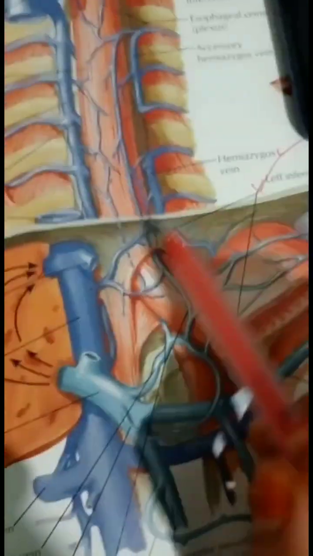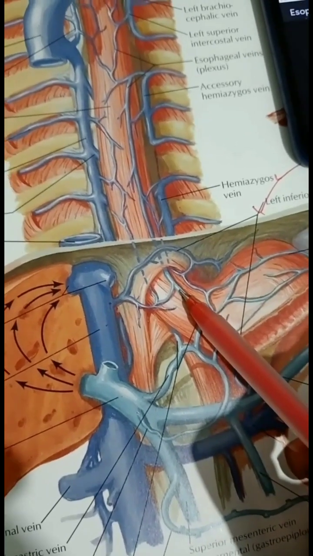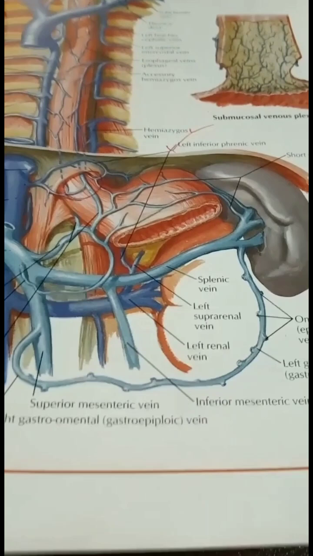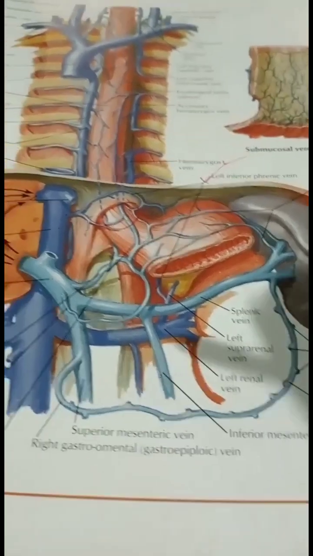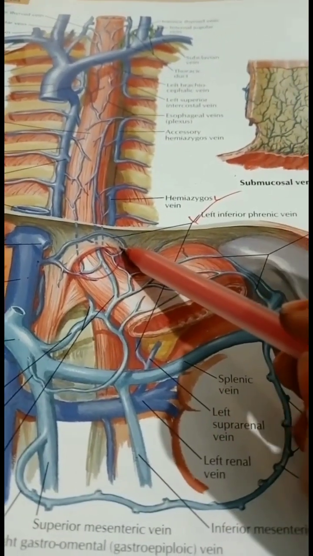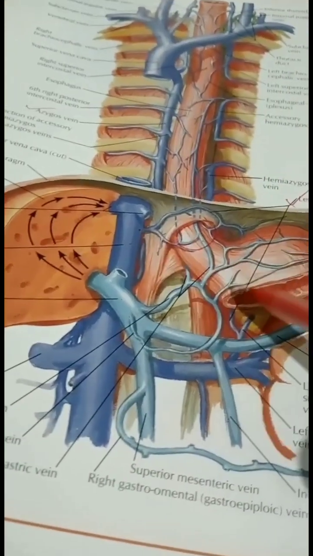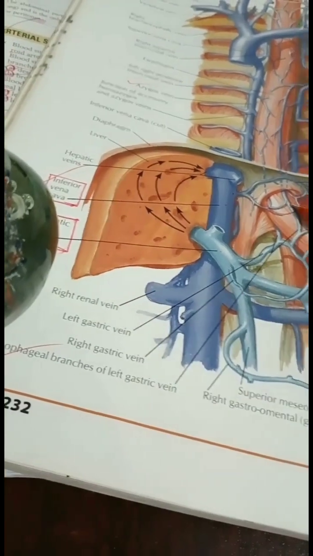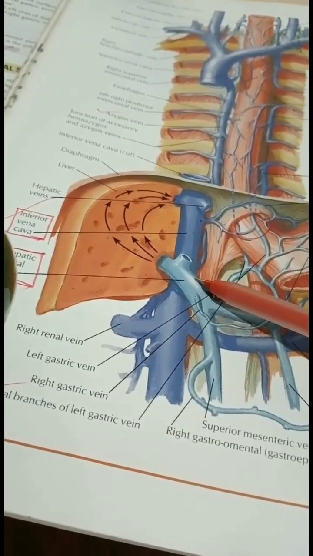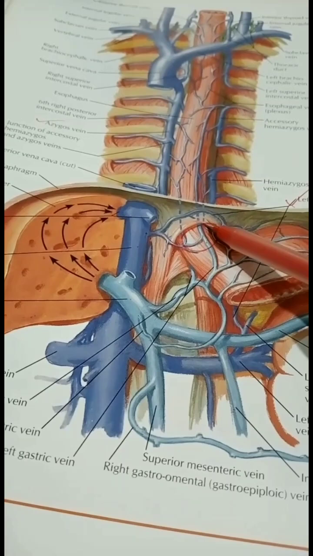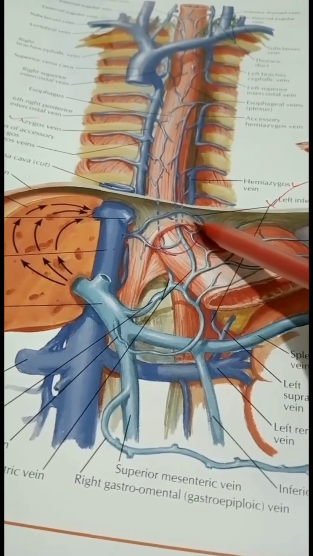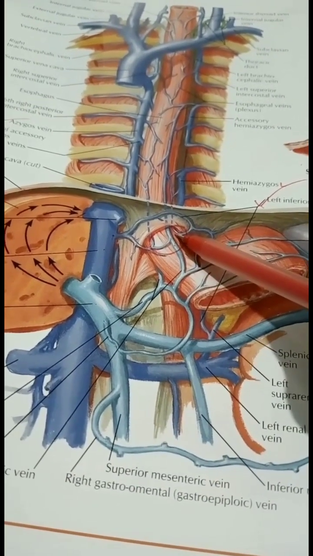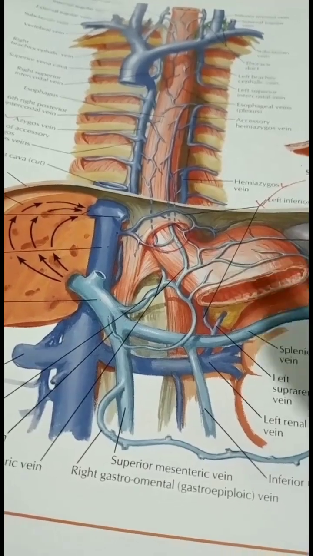If you notice the lower end of the esophagus, that is the abdominal part of the esophagus, here we can see the inferior phrenic vein, which belongs to the caval system, that is the inferior vena cava, and this is the left gastric vein, the esophageal branches of the left gastric vein, which belongs to the portal system. So there is a communication between the two systems, known as the portocaval anastomosis.